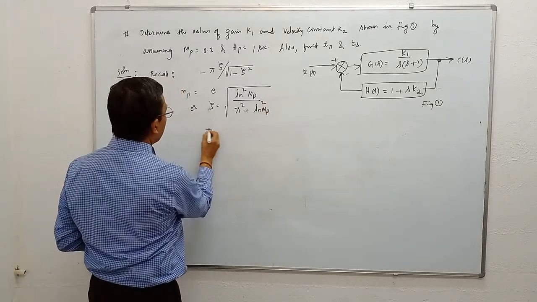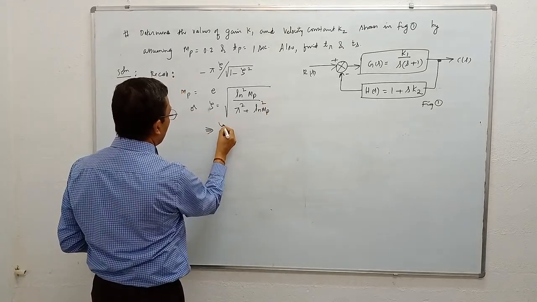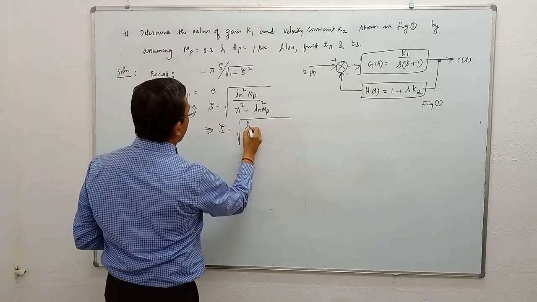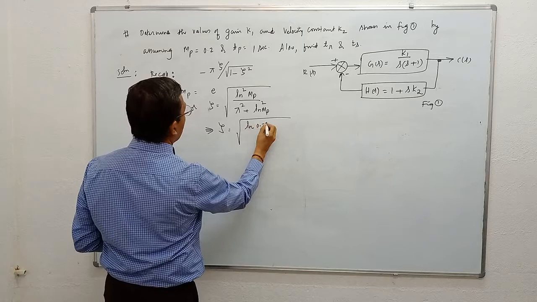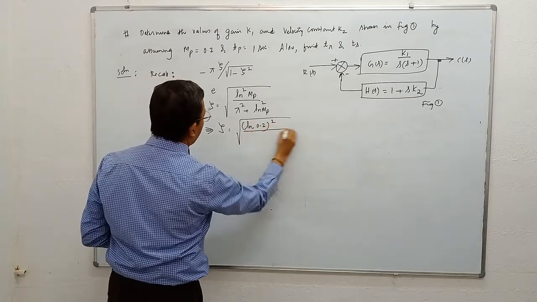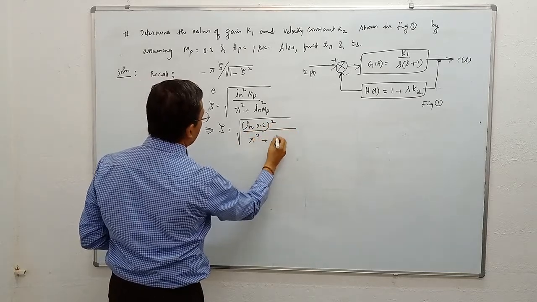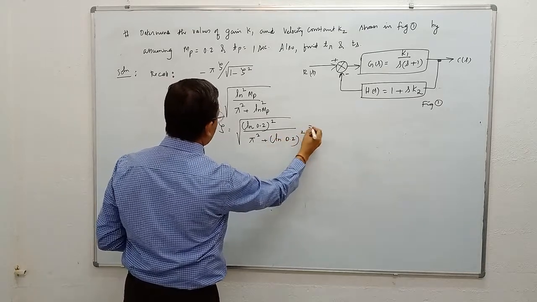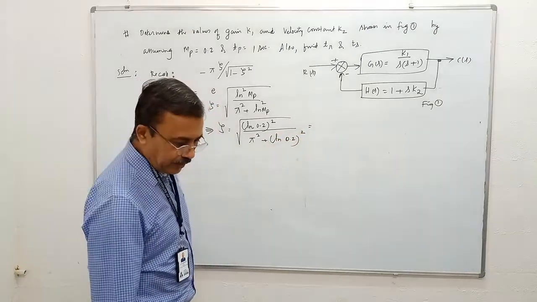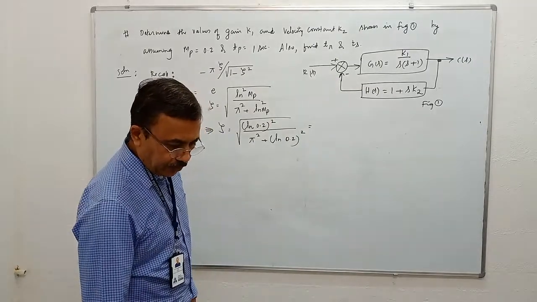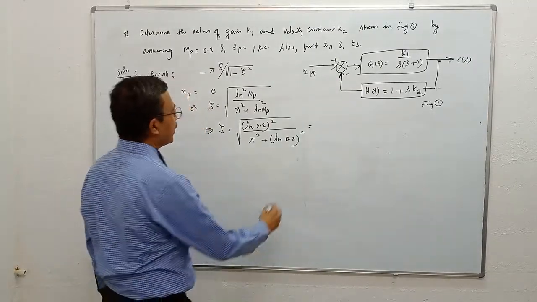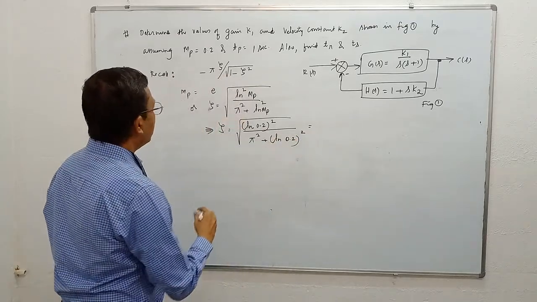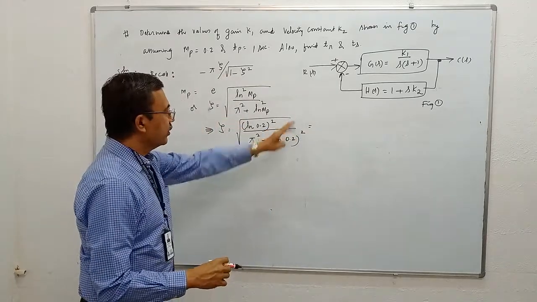This implies zeta equals square root of natural logarithm of 0.2 square divided by pi square plus natural logarithm of 0.2 square. So you find zeta using this. Okay. Then the value you find.